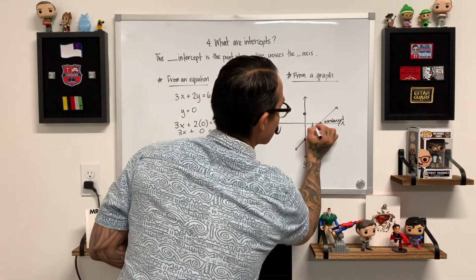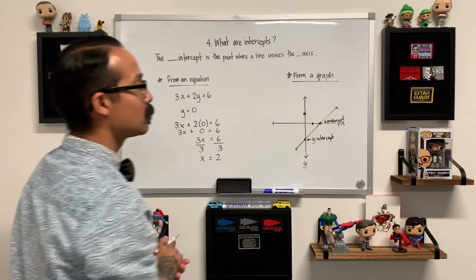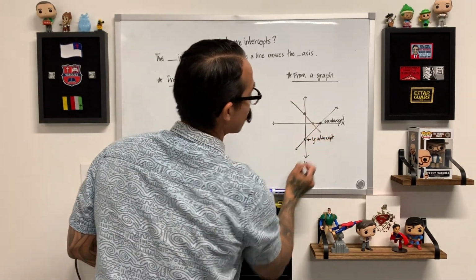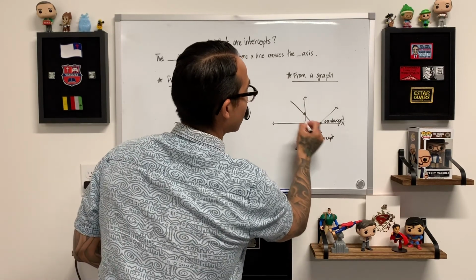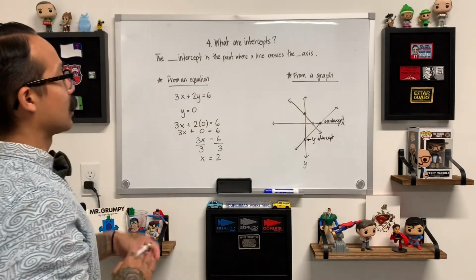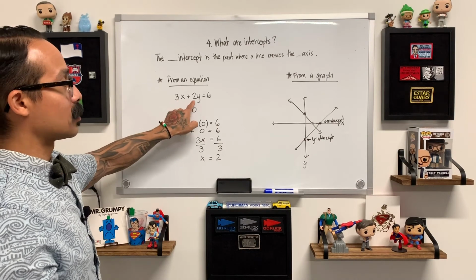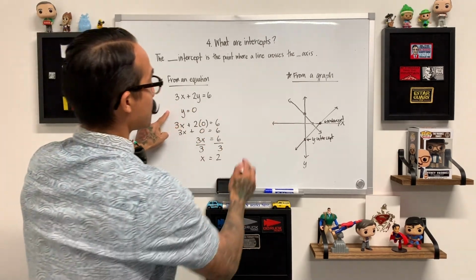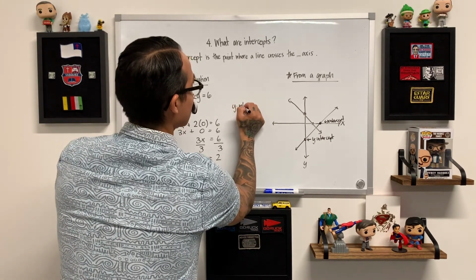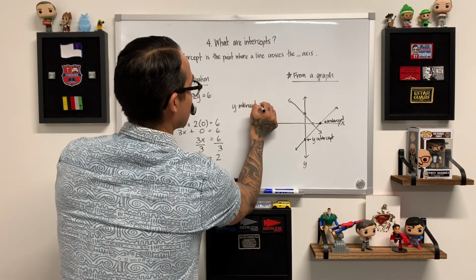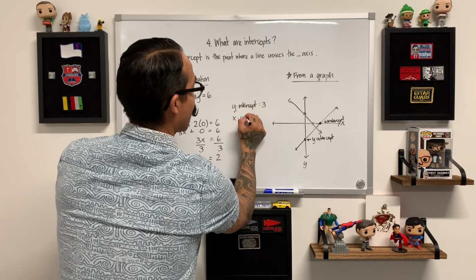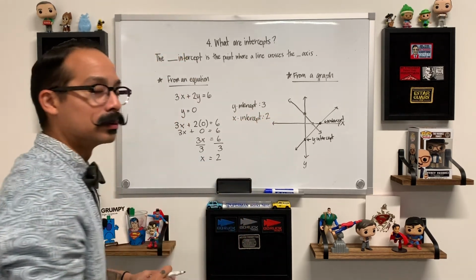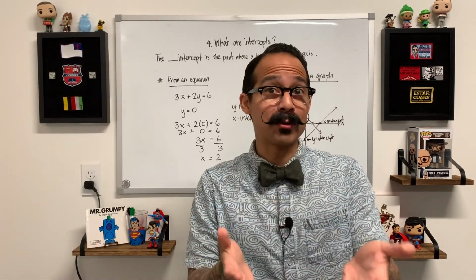So let's say 2 is here. That would be my x-intercept. And I can go ahead and start to graph that line. And that would be the line for 3x plus 2y is equal to 6. My y-intercept was 3. My x-intercept was 2. And now it's time for you to practice.